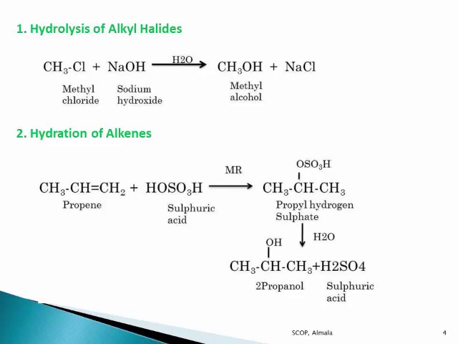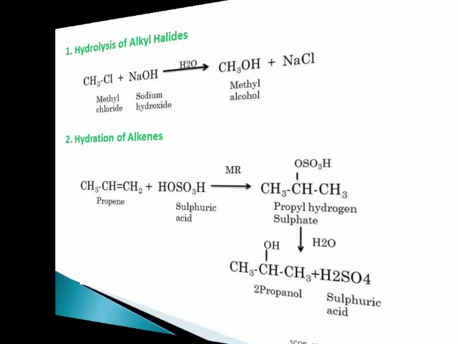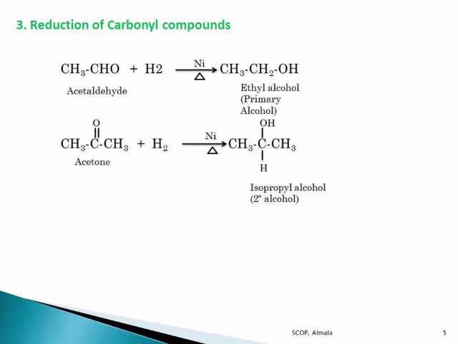When alkenes are treated with sulfuric acid, the Markovnikov rule is followed. According to the Markovnikov rule, the positive part of the reagent, that is H+, goes to the terminal carbon atom to which the greatest number of hydrogen atoms are attached, and the negative part, that is OSO3H, adds to the carbon atom which contains the least number of hydrogen atoms. The addition product will be propyl hydrogen sulfate, which on further hydrolysis gives secondary alcohol. Next method is reduction of carbonyl compound.